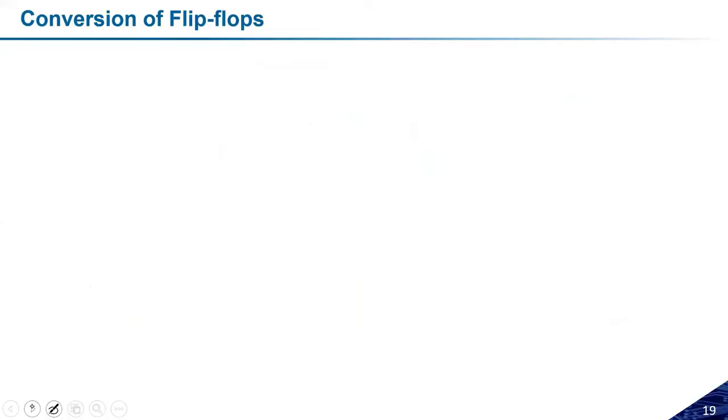Conversion of flip-flops is one of the important techniques to convert one flip-flop to another form. Suppose I have an SR flip-flop, and I want to convert it into a JK flip-flop. I know that for a normal circuit, if I have an SR flip-flop and two three-input AND gates, I need to connect the outputs with the inputs and I can make it a JK flip-flop. But this is what you have to remember.